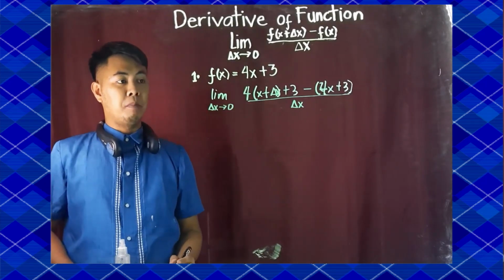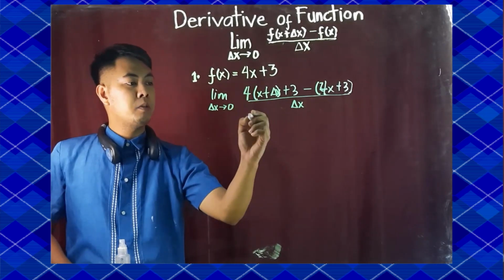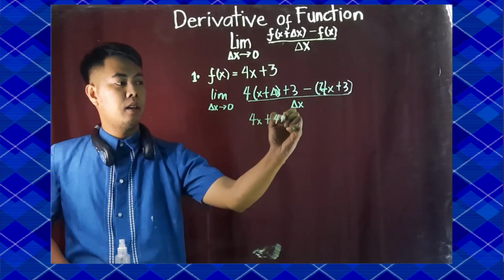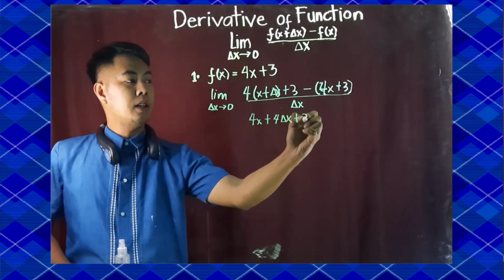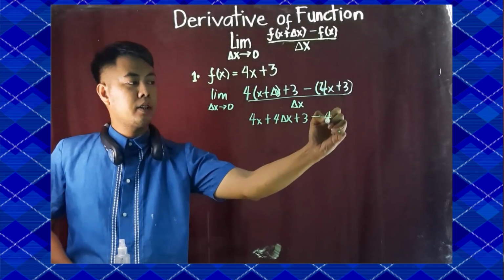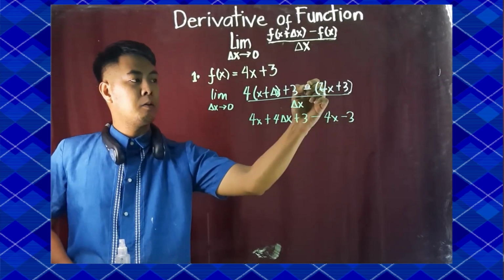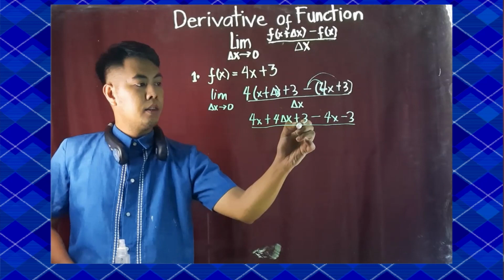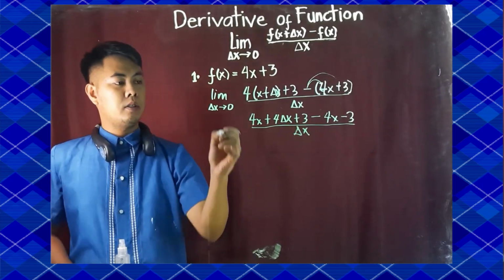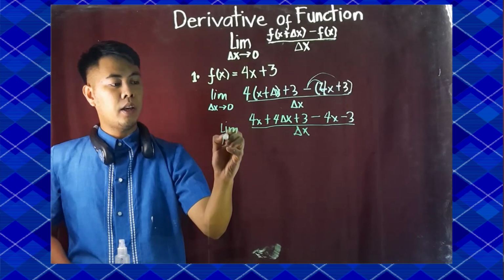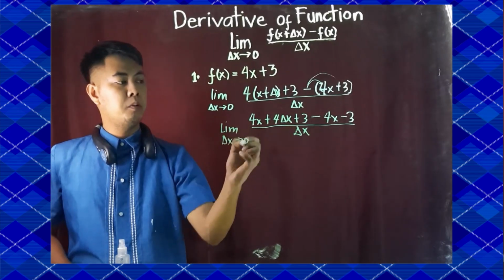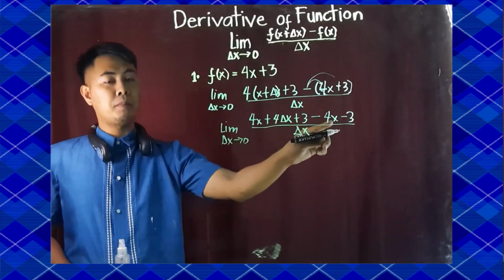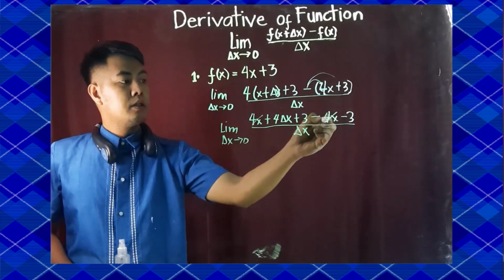And then simplify. So we're going to simplify this. This will become 4x plus 4 delta x plus 3 minus 4x minus 3. So we're going to distribute the negative sign all over delta x. So this is a limit where delta x approaches 0. Next, simplify. 4x minus 4x, that is 0.